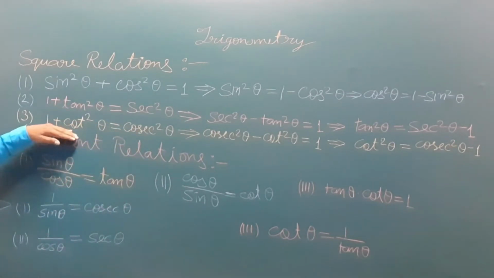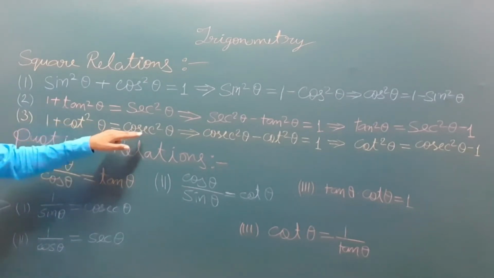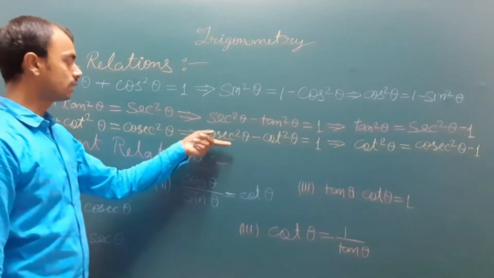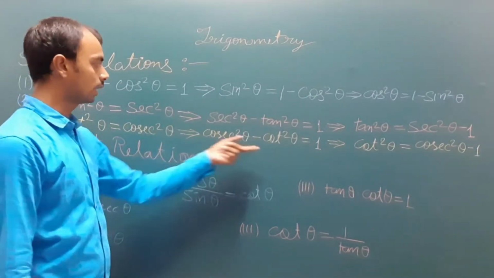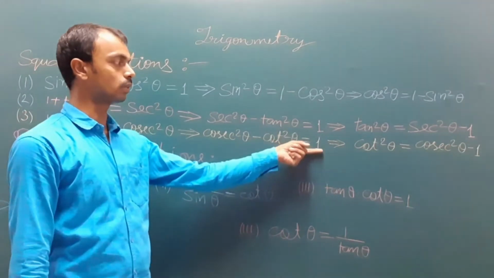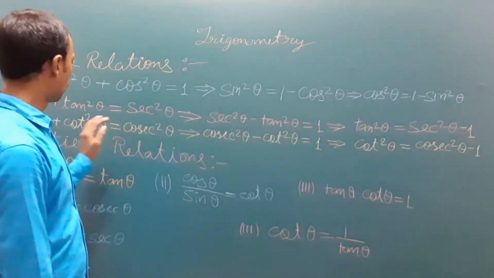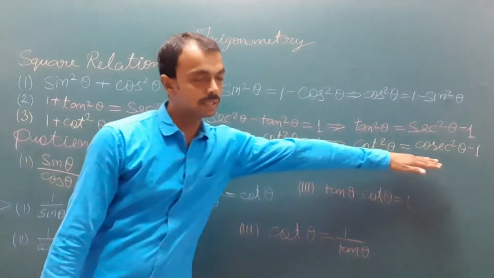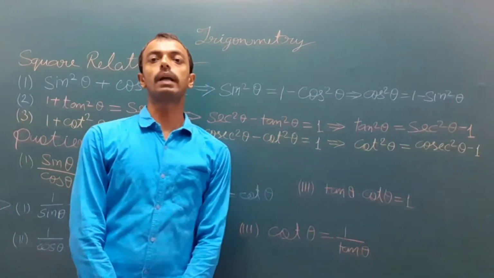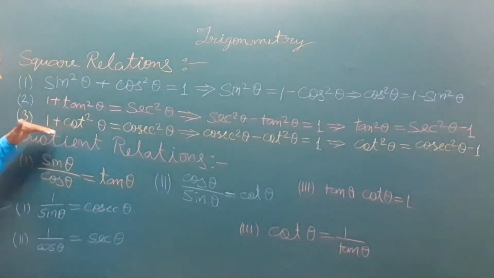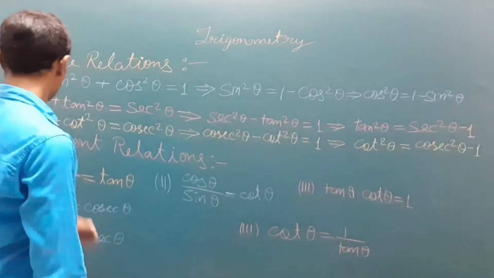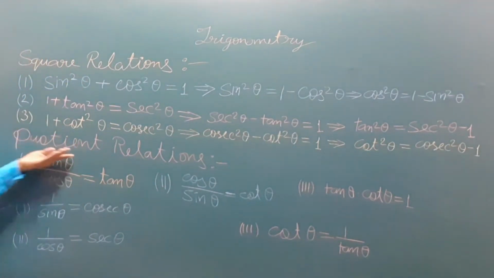Again, the third one is 1 plus cot square theta is equal to cosec square theta, which also says that cosec square theta minus cot square theta is equal to 1, and cot square theta can also be equal to cosec square theta minus 1. So from one relation we can derive two more relations.